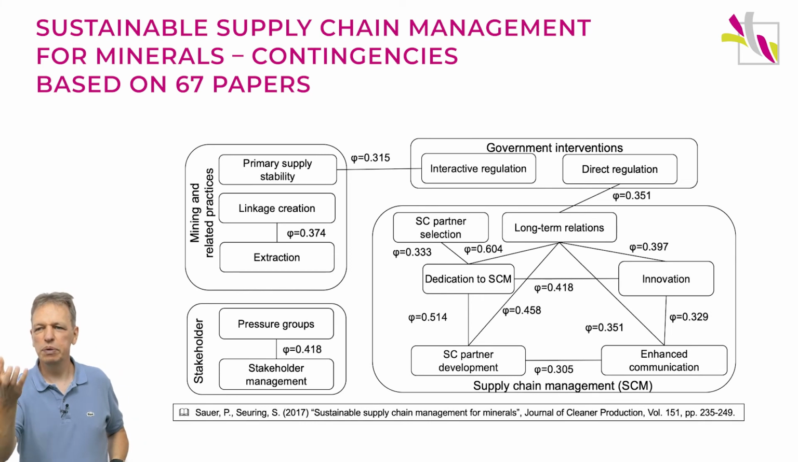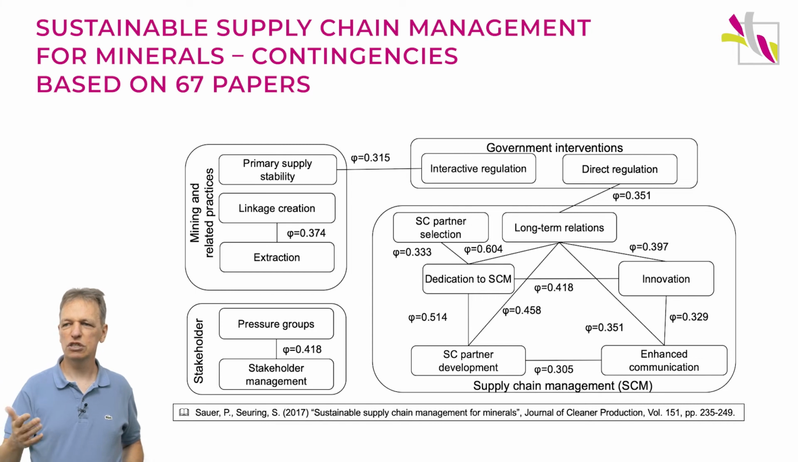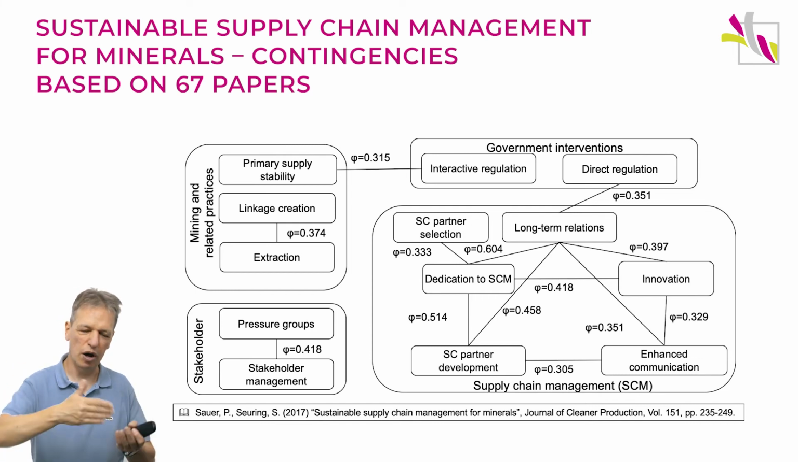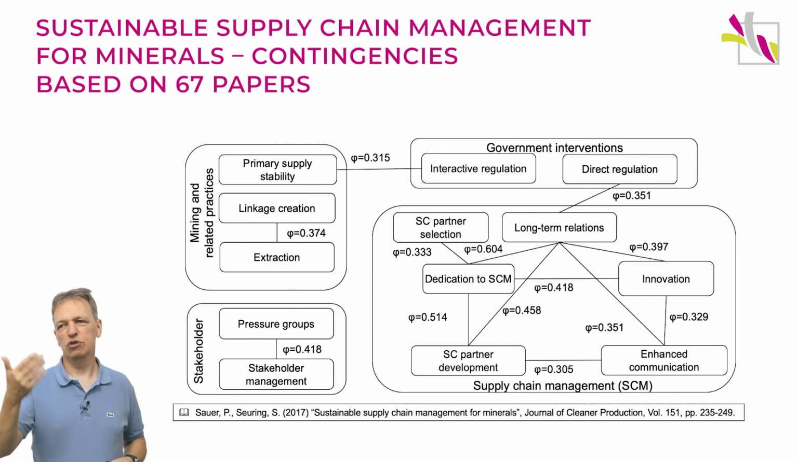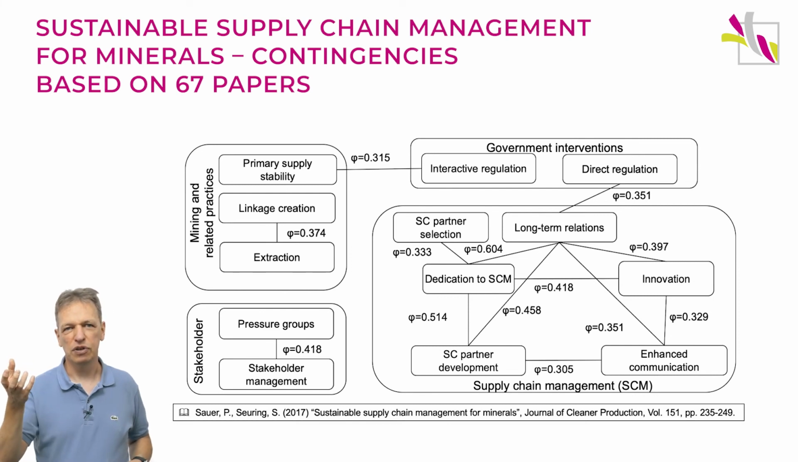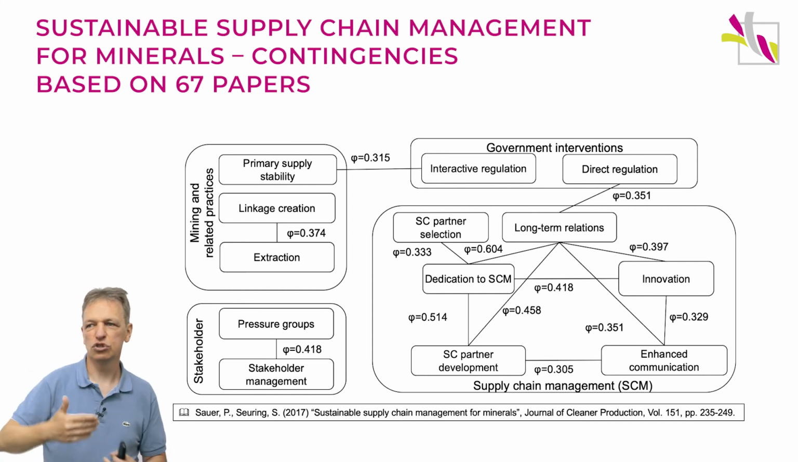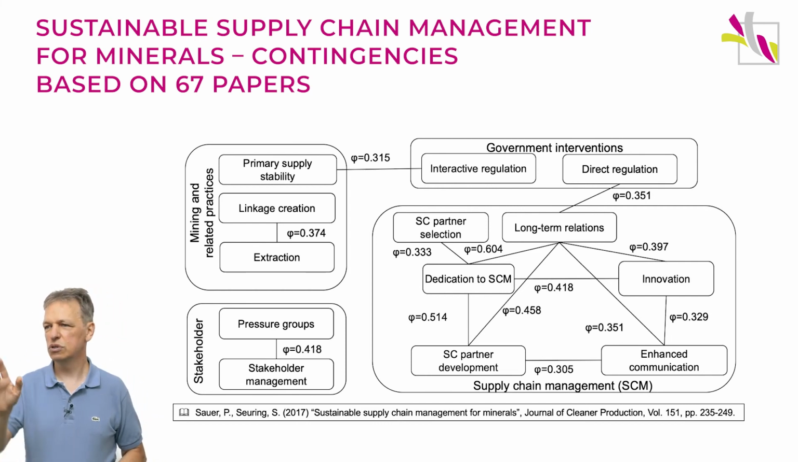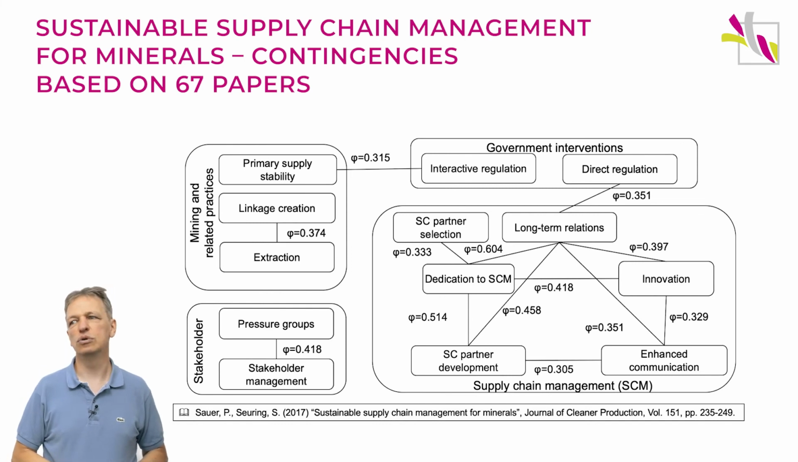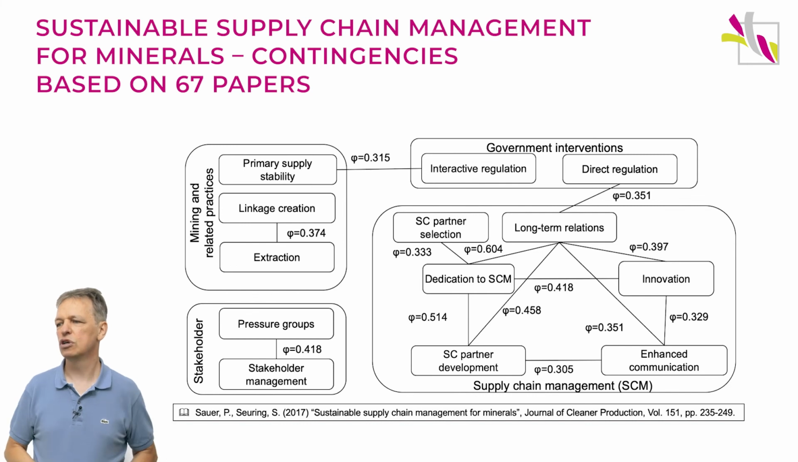Then we have typical mining related issues. We have how do we extract and what do we do in extraction? How do we create linkages? So how do we move on in the supply chain? Then we have a rather important element. How do we provide primary supply stability, particular having materials available so that you can actually use them later on in your supply chain is then quite an important point. You see that this is further then leading into government interventions, and from there then we come to the central box of supply chain management related actions.